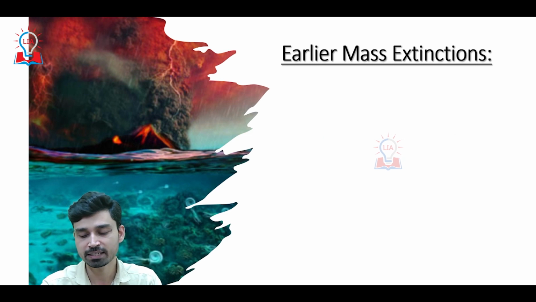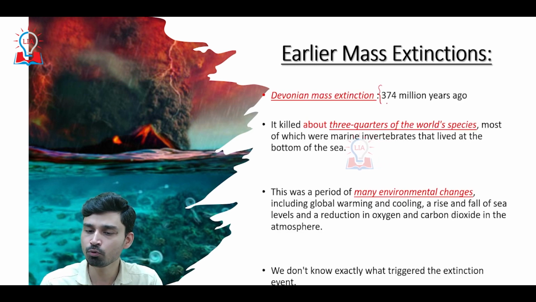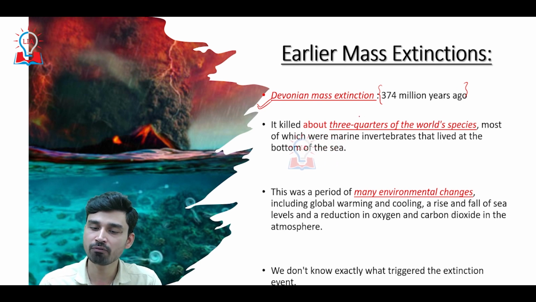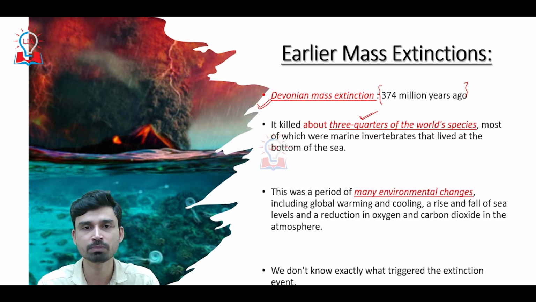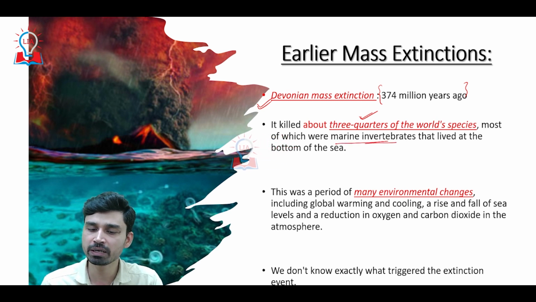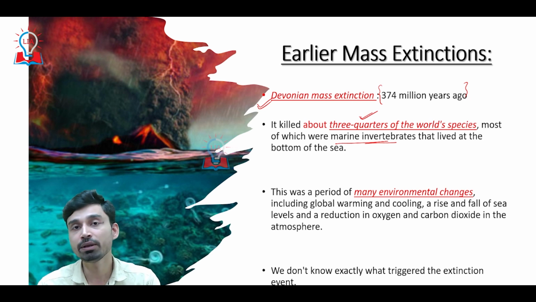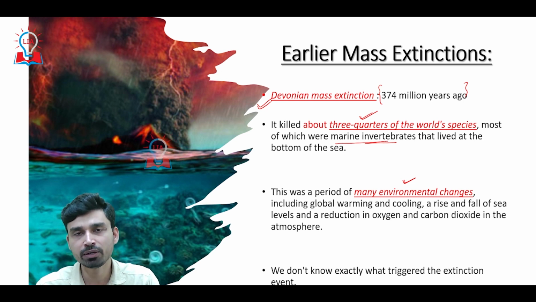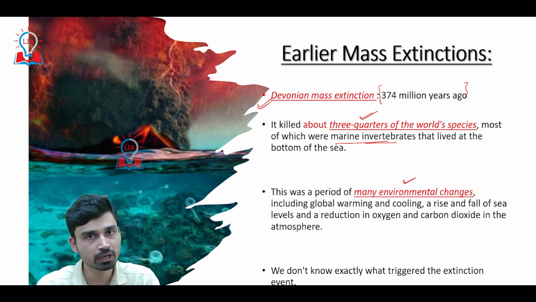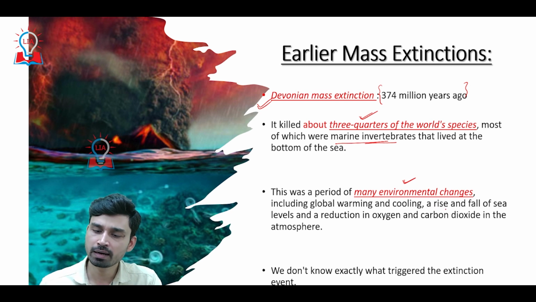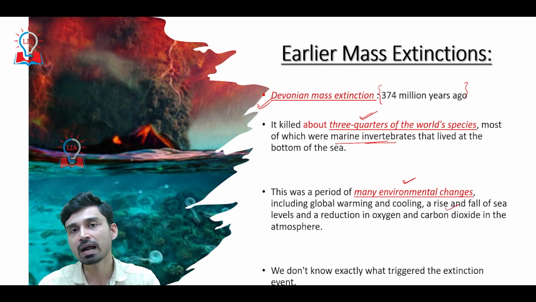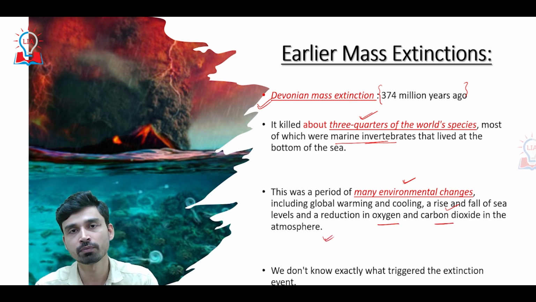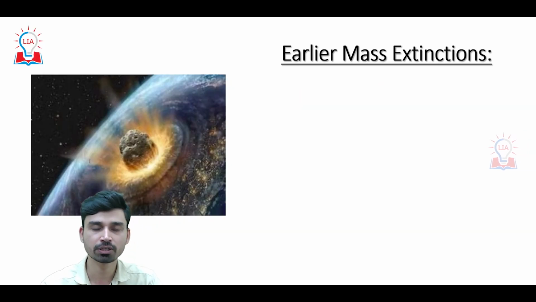Then the second mass extinction event happened about 374 million years ago, called the Devonian mass extinction. It is believed to have wiped off almost 3/4 of the world's species, and most of them were marine invertebrates that lived at the bottom of the sea. The main driver is believed to be colossal environmental changes in this time period, including global warming, which we are currently facing as well, global cooling, rapid rise and fall of sea level, and large scale variation in the level of oxygen and carbon dioxide in the atmosphere. We don't know exactly what triggered this particular event.